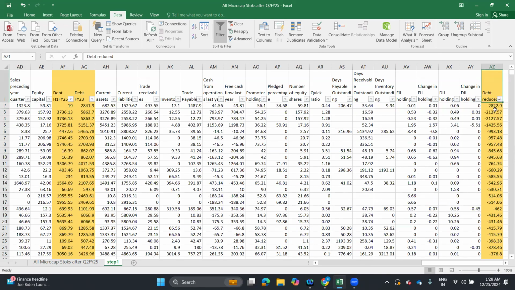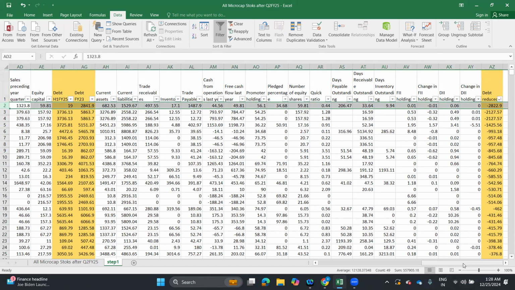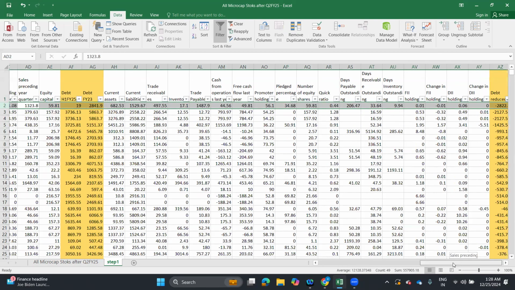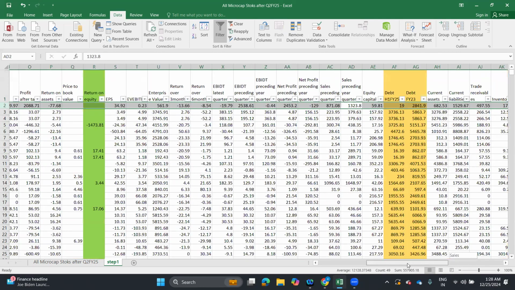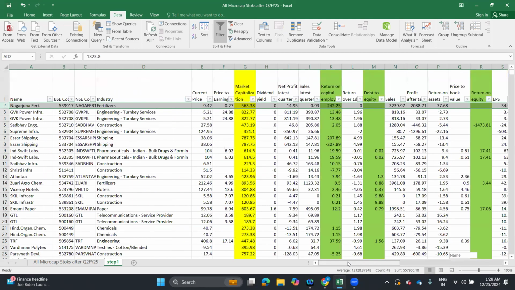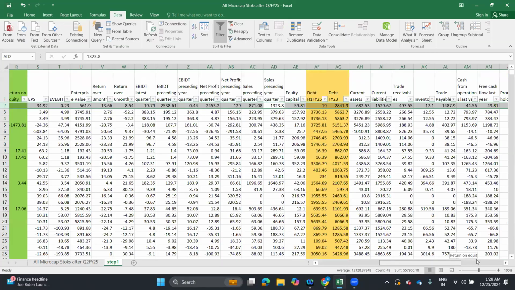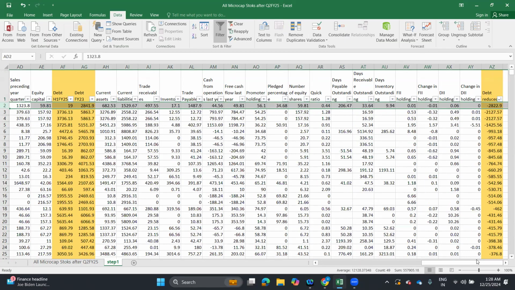Smallest to largest. Whereas, acha, this is a company which has reduced debt like anything. 2,800 crore debt has been reduced, and now it's almost zero debt. Nagarjuna Fertilizer. Acha, Nagarjuna Fertilizer is a company which was debt ridden for quite a long time. Oh, so this is something we can have a look at.